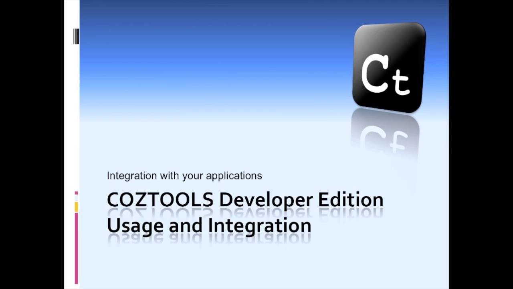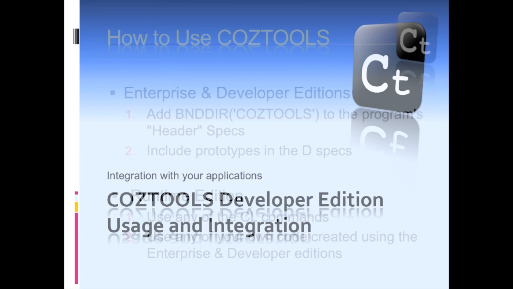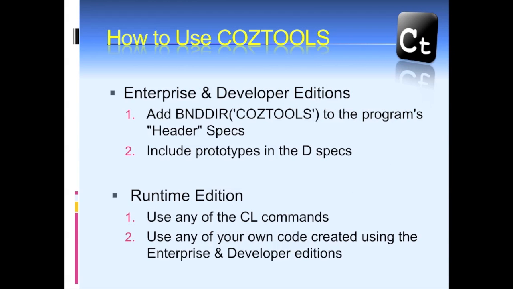Now let's look at how the Cozzi Tools Developer Edition can be integrated into your own applications. It's pretty easy. The Enterprise and Developer Editions, in order to integrate them, you simply add a binding directory keyword to the program's header spec. You include the prototypes in the DSpecs, and that's it.